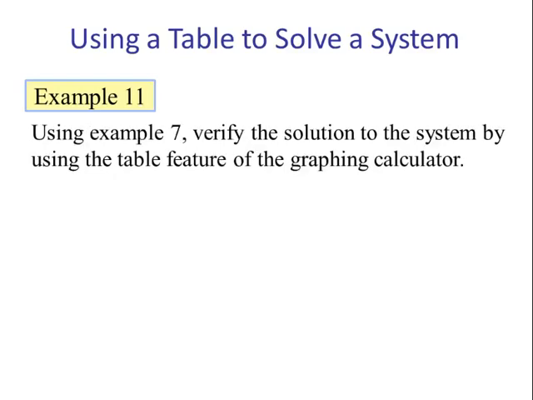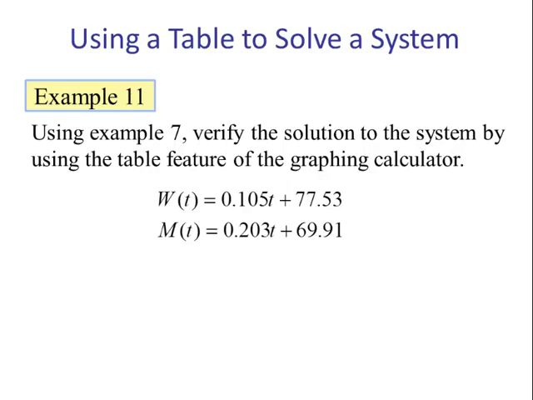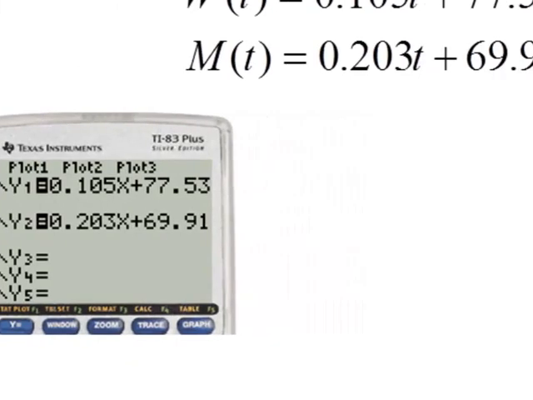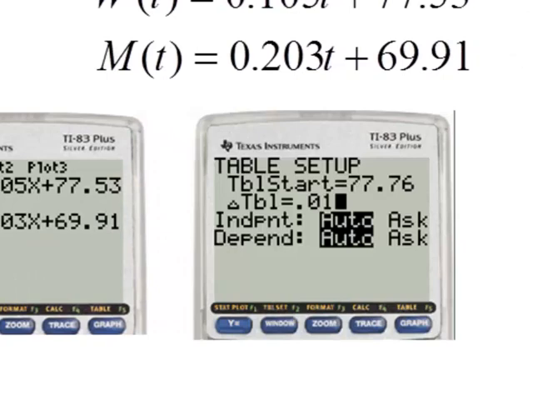Example 11. Using example 7, verify the solution to the system by using the table feature of the graphing calculator. So if you recall, this is the model for women. This is the model for men. So using our graphing calculator, if we put the women in Y1 and the model for the men in Y2, and then we hit second and window, which is table set, we change to where the table will start at 77.76, and this is how much we count by, and let's count by 0.01 instead of 1.